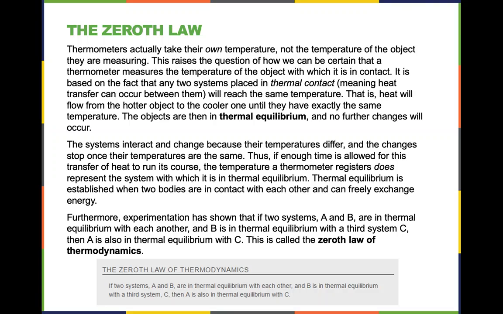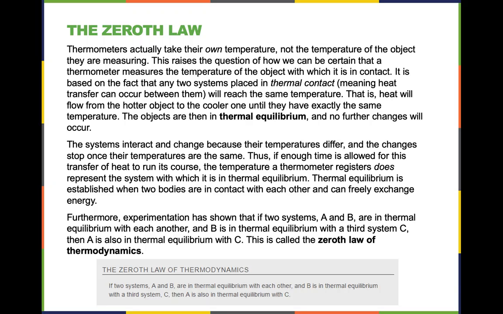So basically, if you're using a thermometer to measure the temperature of just hot water, what's happening is the contact between the thermometer and the water will increase the reading on the thermometer until the surface of the thermometer and the water are at equilibrium. At that point, that is technically the temperature of the water. The systems interact and change because their temperatures differ, and the changes stop once their temperatures are the same. Thus, if enough time is allowed for this transfer of heat to run its course, the temperature a thermometer registers does represent the system with which it is in thermal equilibrium.